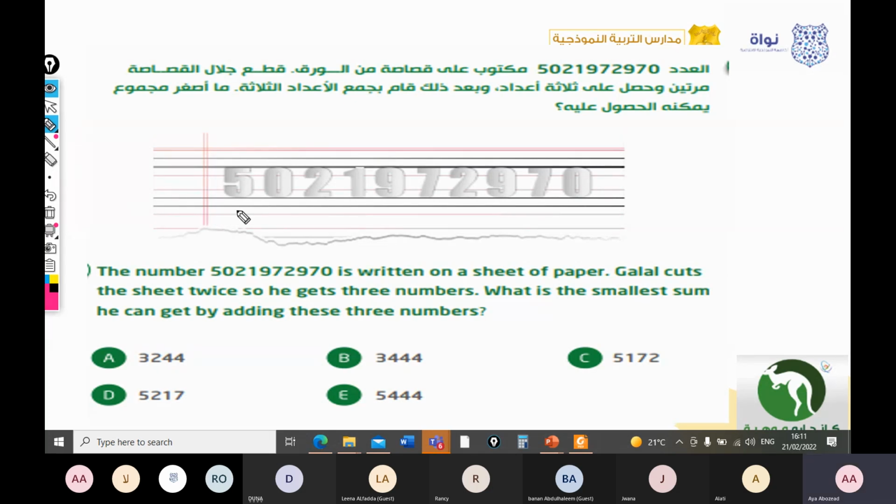Okay, now I can tell you the true answer. Donna, what do you think? Between which two numbers will we cut? We will cut between 1 and 9. 1 and 9 here?